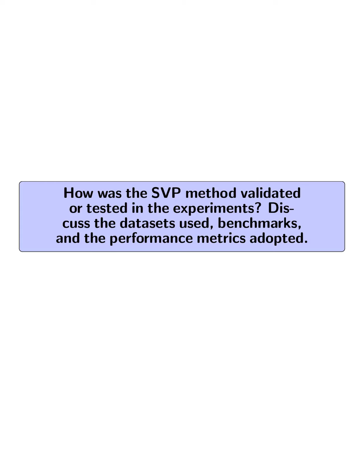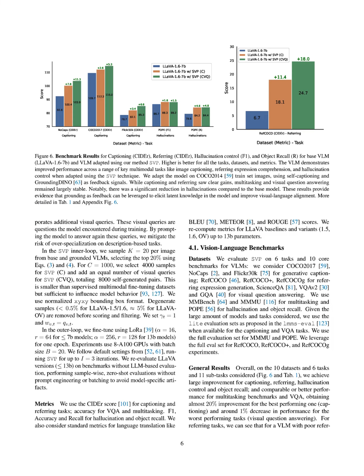Discuss the datasets used, benchmarks, and the performance metrics adopted. The SVP method was validated through comprehensive experiments across 10 diverse vision language benchmarks, including tasks such as generative captioning, evaluated on COCO 2017, NoCaps and Flickr30K, referring expression generation, RefCOCO, RefCOCO+, RefCOCOg, and visual question answering, ScienceQA, VQAv2, GQA. The performance metrics adopted included the CIDEr score for captioning tasks, accuracy for visual question answering, and F1, accuracy and recall for hallucination and object recall assessments.